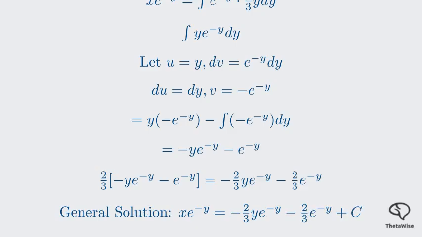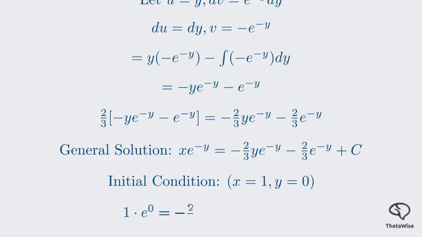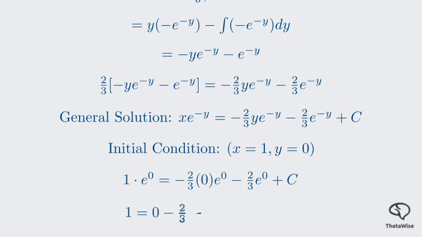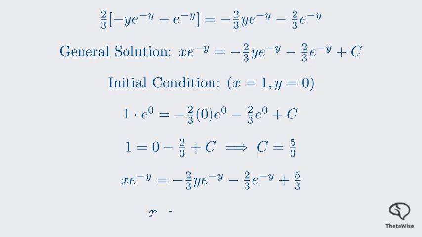Now we use the initial condition to find C. The initial condition is y equals 0 when x equals 1. Plugging these into our general solution, 1 times e to the 0 equals negative 2/3 times 0 times e to the 0 minus 2/3 e to the 0 plus C. This simplifies to 1 equals 0 minus 2/3 plus C, so C equals 5/3. Substituting C back, we get x e to the negative y equals our expression plus 5/3. To find x, we multiply by e to the y. Our particular solution is x equals negative 2/3 y minus 2/3 plus 5/3 e to the y.